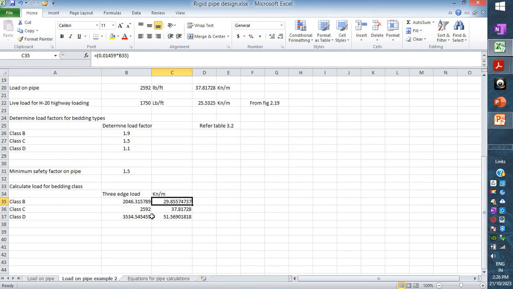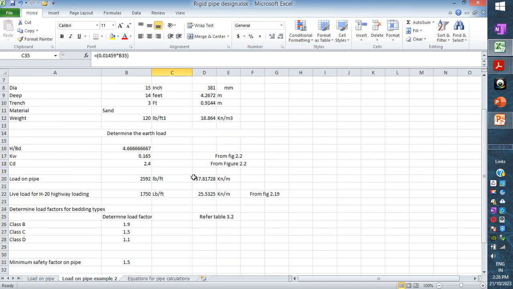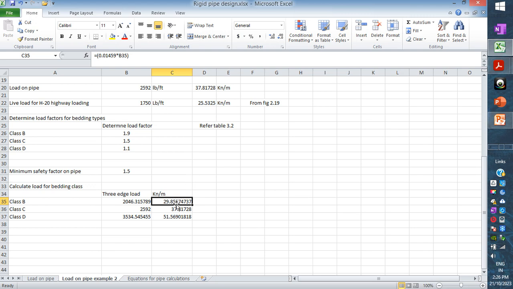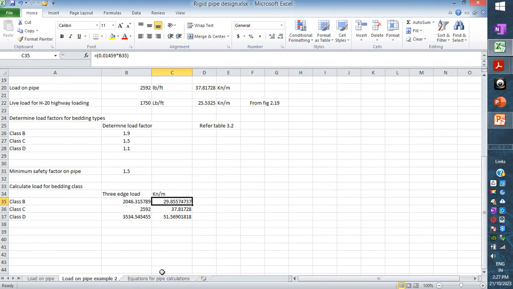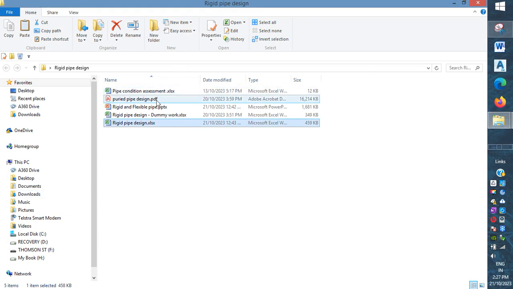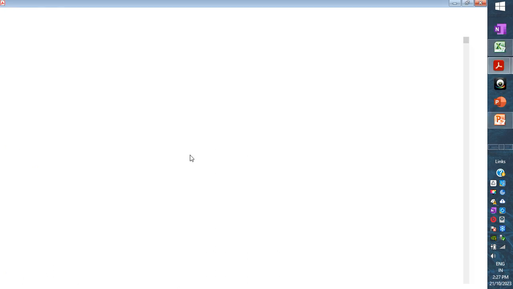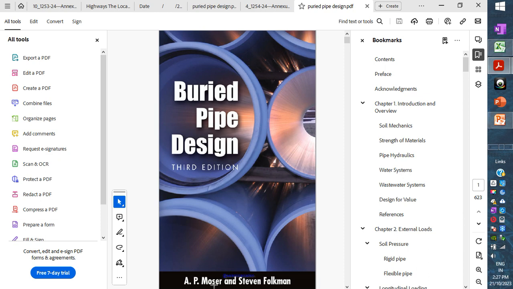So in other words, example 2 is saying that a 300 pipe 4.2 meter deep with a class B bedding will have a load on the pipe of 29. Therefore, using Australian data, class 4 is recommended. So this is how, guys, we can use this spreadsheet and equations. And I have extracted this data from a book, which is Buried Pipe Design, 3rd Edition, A.P. Moser and Steve Folkman.